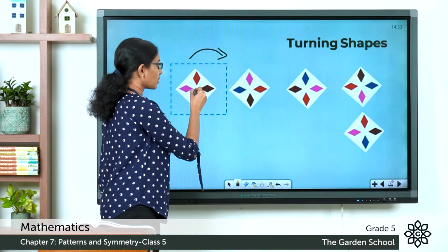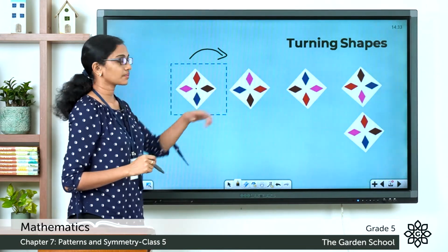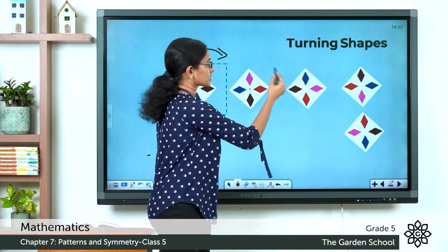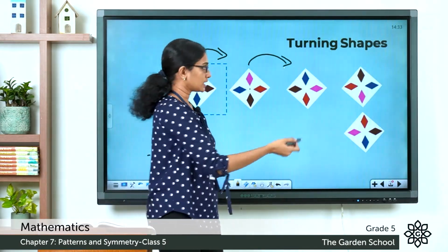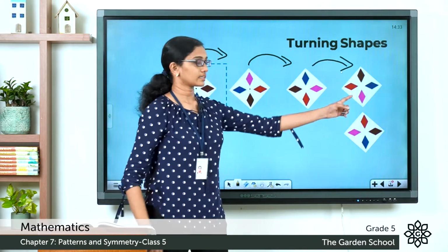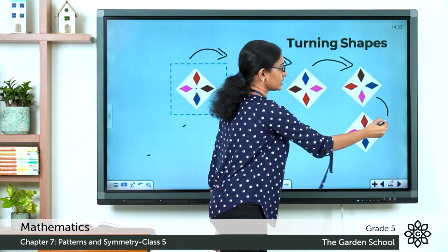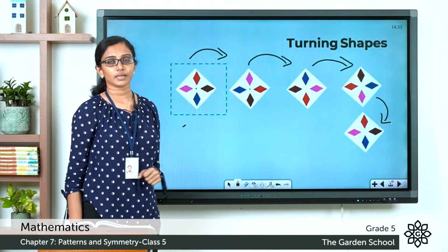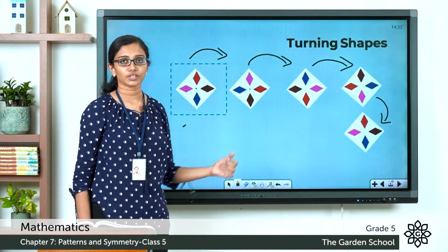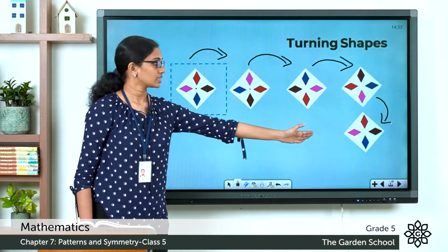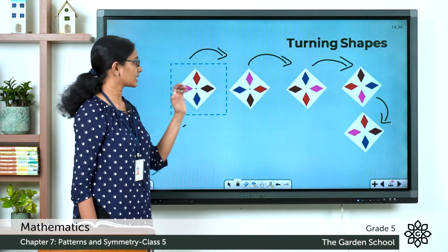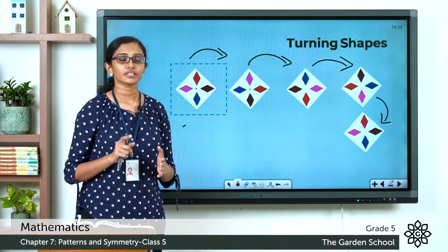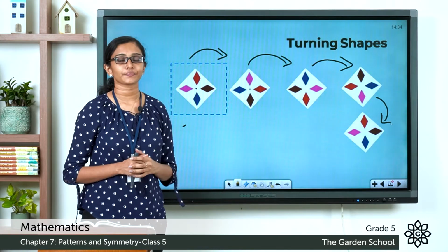We are rotating this tile about this fixed center point, like this. I'm turning this about this fixed point again, and I get this. I turn it again, and I get this. Again, I'm turning it. Now, this image looks exactly the same as the first image. So, after a few turns, the final design looks exactly the same as the first image. So, this way, you can turn different shapes and designs to make beautiful patterns.